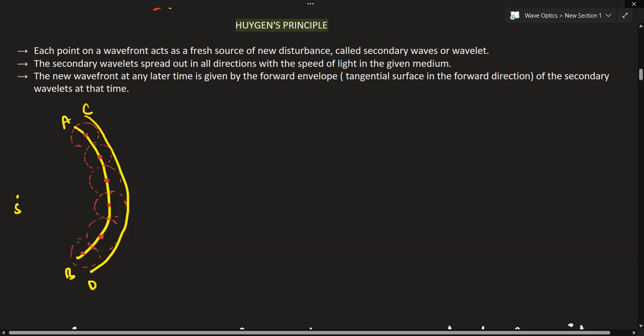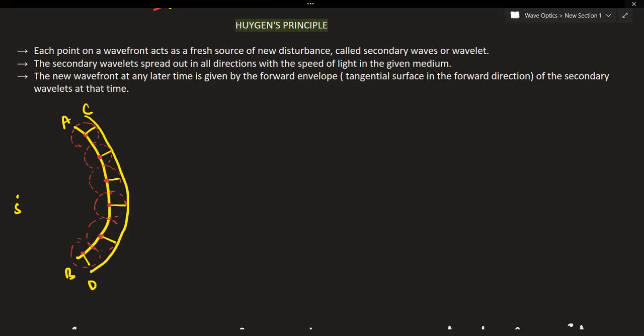So all these spherical radii of the wavelets are perpendicular. As I've told you, rays of light are always perpendicular to the wavefront. Now see, if we draw the tangent on all this space, we'll get CD. Now see what will happen.